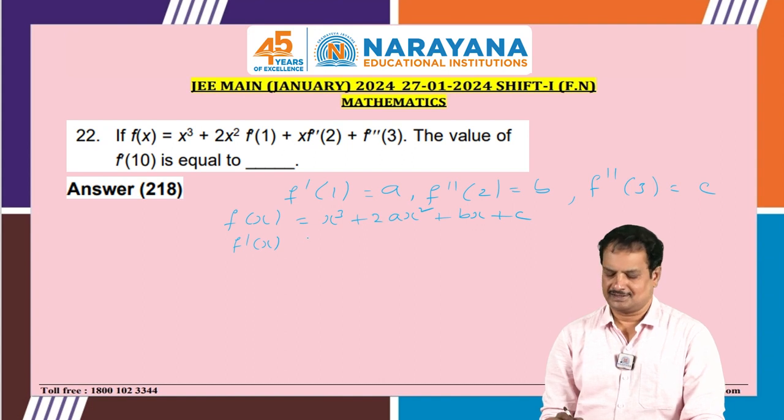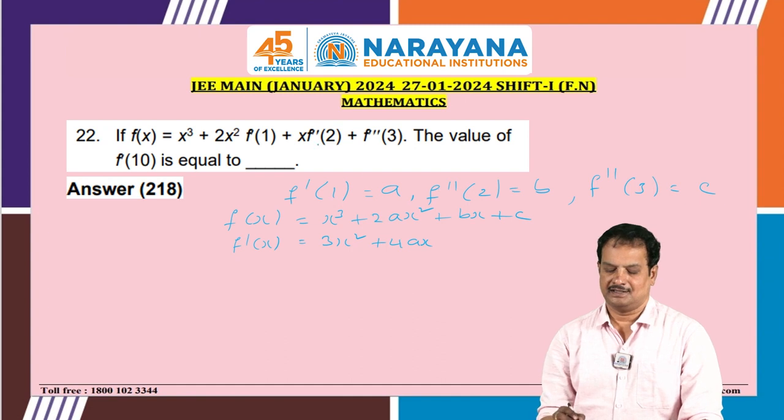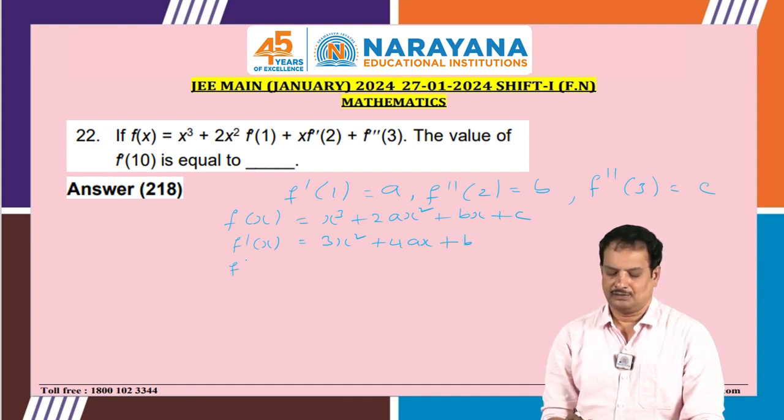So what is f dash x? This is nothing but 3x square. And here we have the 2ax square, which is now 4ax, the derivative. And the next one is bx, the derivative is b only. Similarly, find out f double dash x. 3x square derivative 6x, 4ax derivative 4a, and b derivative 0. F triple dash x is only 6.